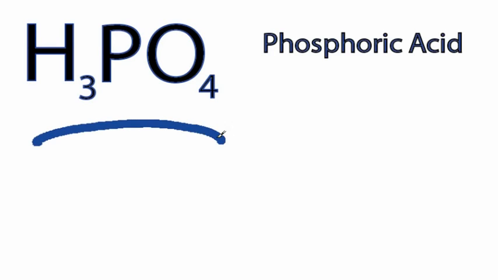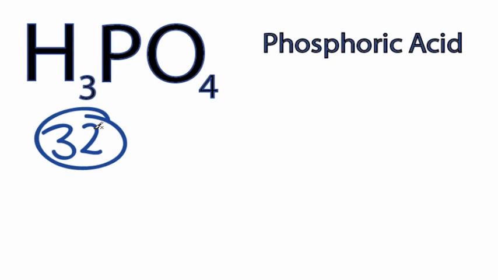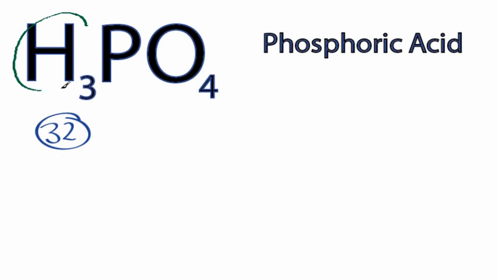This is the H3PO4 Lewis structure, phosphoric acid. For H3PO4, we have a total of 32 valence electrons. When we see that we have H's in front of a polyatomic ion, we know that the H's are going to be attached to the outside of the oxygens to form OH groups.